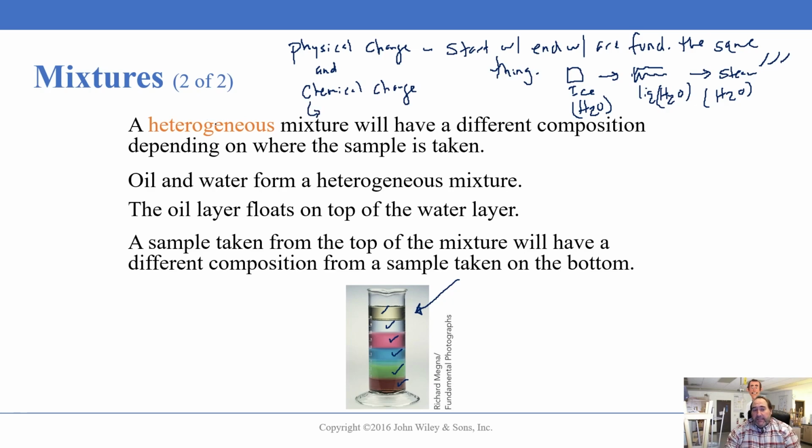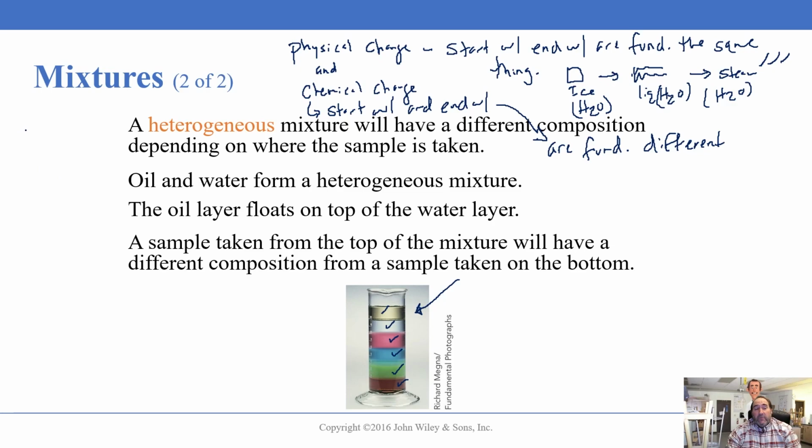Chemical change is different. What you start with and end with are fundamentally different. There's some type of chemical change that has occurred. There's some type of chemical reaction that has occurred.